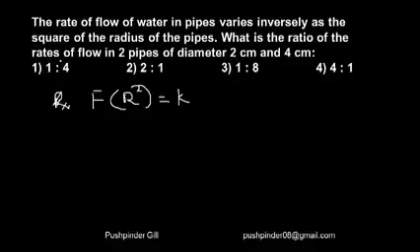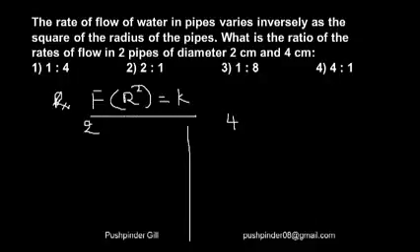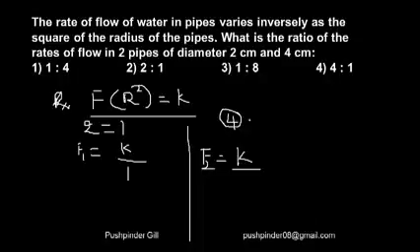What is the ratio of the rate of flow in two pipes of diameter 2 centimeter and diameter 4 centimeter? Now there are two pipes, the one with diameter 2 centimeter, the one with diameter 4 centimeter. So now always the product is going to remain constant, it's going to remain K always. So the flow over here is K upon, if the diameter is 2, the radius is 1, square, that is 1. Over here the flow, let me call it flow 1, flow 2, is K upon, if diameter is 4, the radius is 2, square, that is 4.